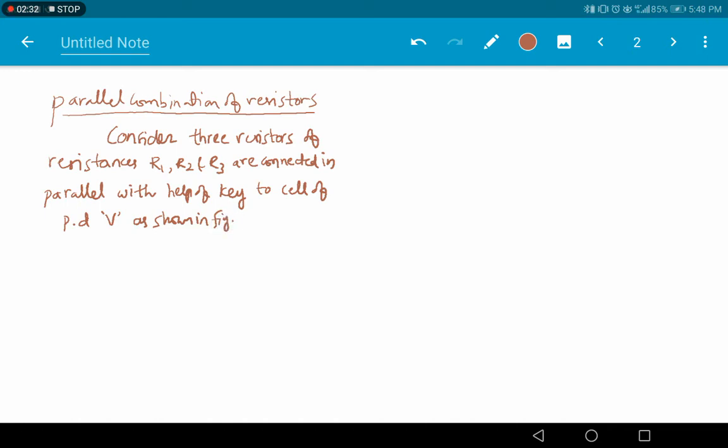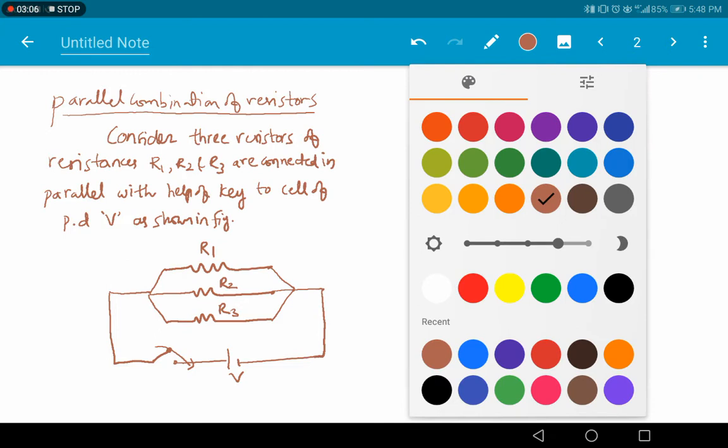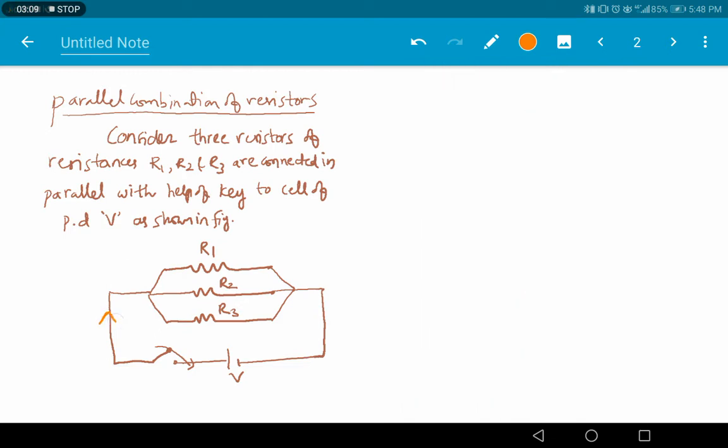Okay, let us draw the circuit related to this. How many resistors are we taking? Three resistors of resistances R1, R2, R3 connected in parallel with the help of a key to a cell of potential difference V or EMF V. When we close the key, what will happen? The current starts flowing in the circuit. Let I be the current that flows in the circuit.